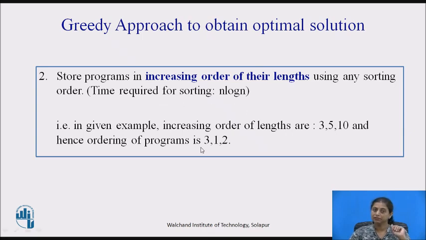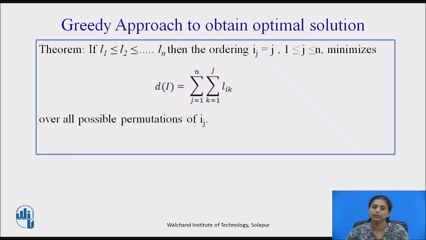In the given example, the increasing order of the lengths is 3, 5 and 10, and we have seen that this ordering 3, 1, 2 always requires less time. So the approach is to arrange the programs in increasing order of length and then find the MRT. Now we will prove this using one theorem.